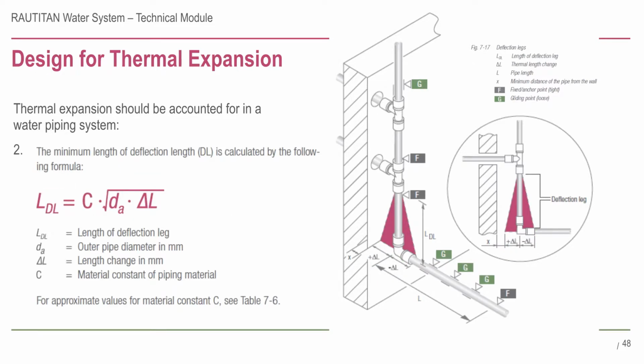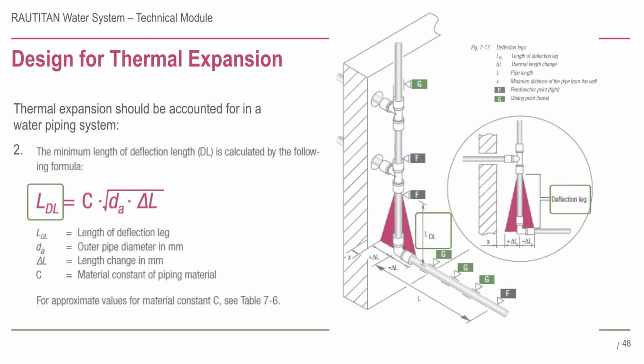Secondly, the minimum length of the deflection leg is calculated. The deflection leg, or offset, is a section of pipe perpendicular to the length of pipe that undergoes thermal expansion. The location of offsets depends on the system layout. However, pipe bends are usually suitable locations. For long, straight pipe sections, it may be necessary to install a U-bend midway to provide an offset.